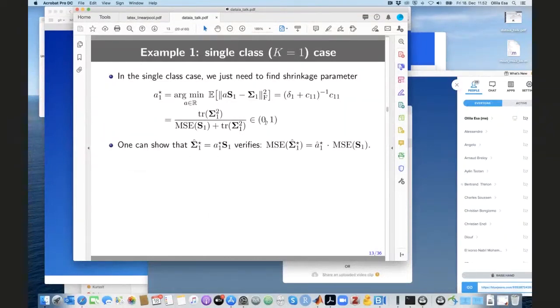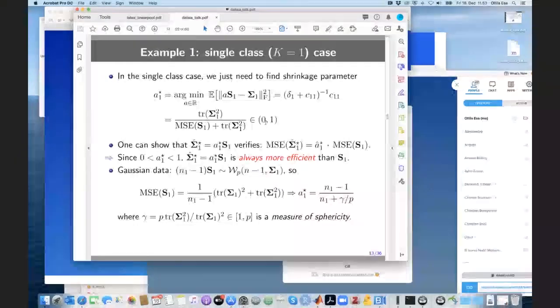And actually, it's easy to show that the mean squared error of this estimator, where you just scale the sample covariance matrix by this A1 star, is just the mean squared error of the sample covariance matrix itself times that constant. And this implies that this LINPOOL estimator is always more efficient than the sample covariance matrix itself.